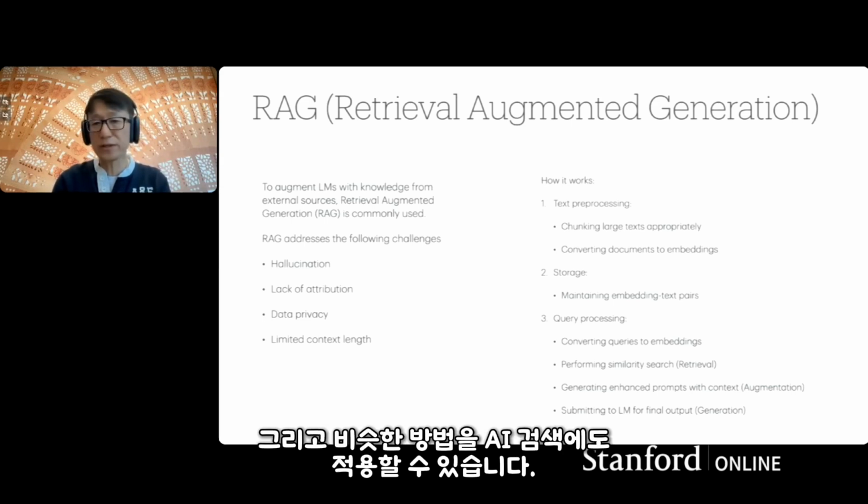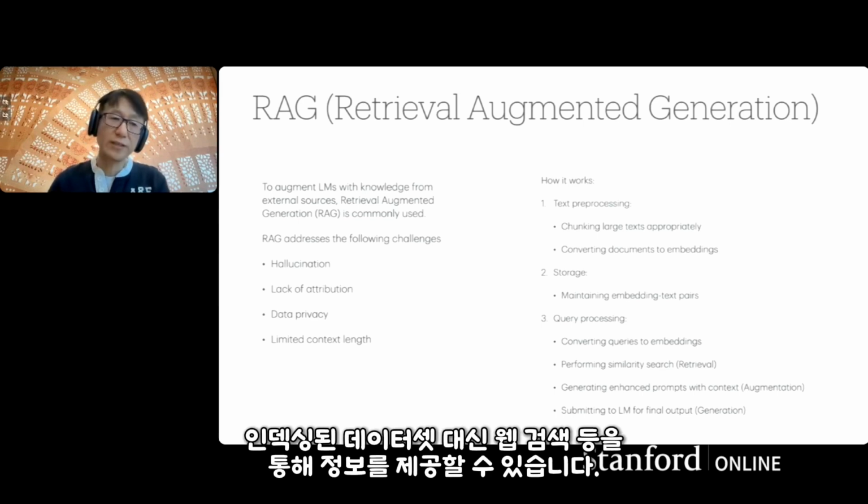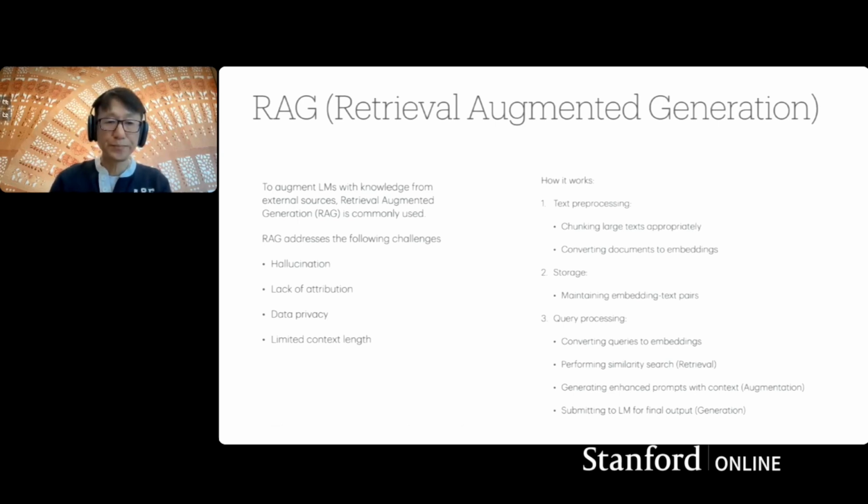A similar method can be used in actual AI search, where instead of using an indexed data set, you could also rely on web search or a different type of search so that you could provide the information as part of the index.